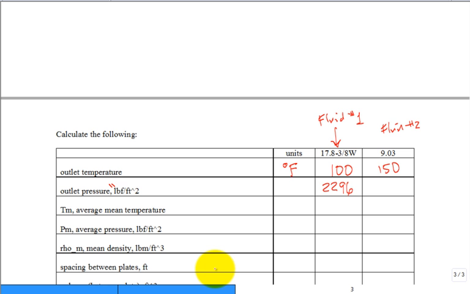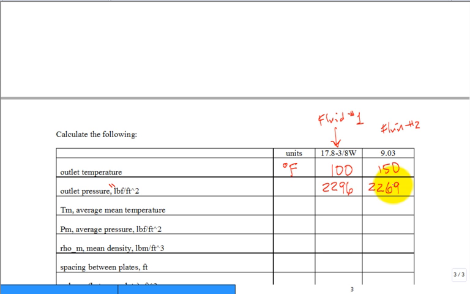All right, so we got 2296 pound force per foot squared. Let me get a couple thumbs up on that. Couple there, very good. And how about for the second fluid stream? 2287 point something. 2269. Oh, it's 2269. Sorry. Looked at the wrong spot. Thank you for the correction.